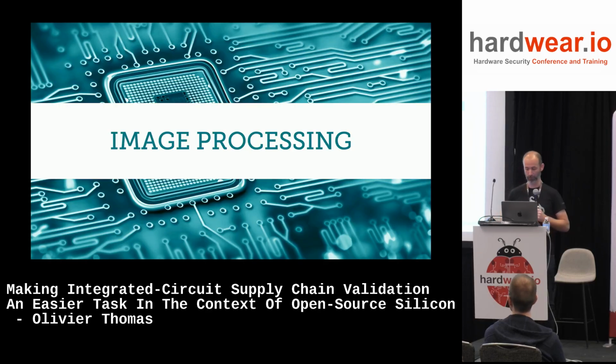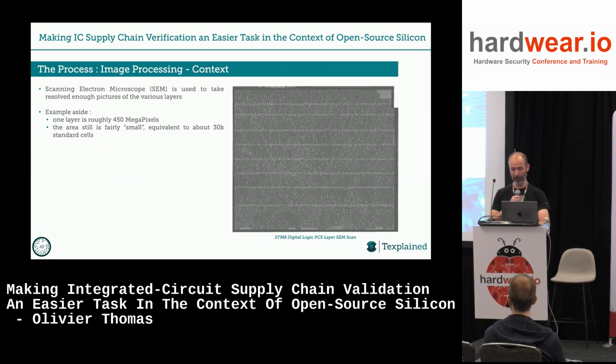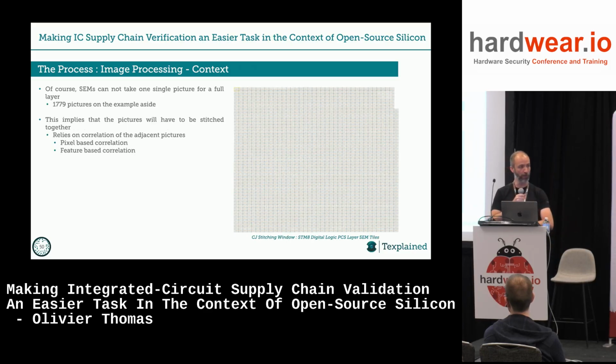We did great, so we did good progress on this. But the big part was the image processing. All right, so this picture, that's an STM8 digital circuitry, 30,000 cells, 450 megapixels. Okay, so that's a big picture, and guess what? The SEM will not take the picture at once, so that's probably 1,800 pictures already. So now we need to stitch pictures together, and that's going to be one of the main issues, okay?